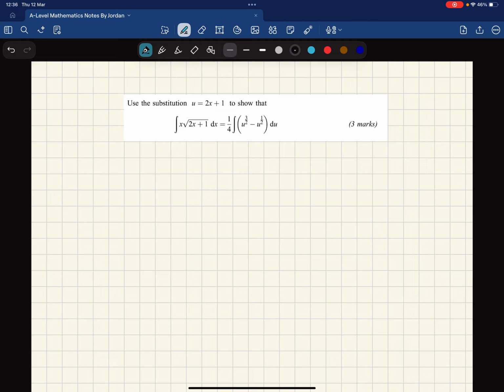Bear in mind that substitution questions can come with varieties of different types, and the methods you'll have to adapt in some situations. So I'm going to go through quite a variety of examples so you can see how they might be slightly different.